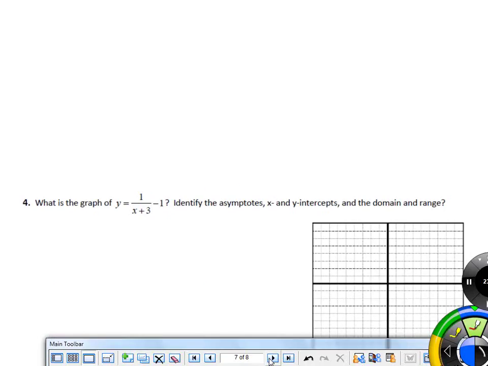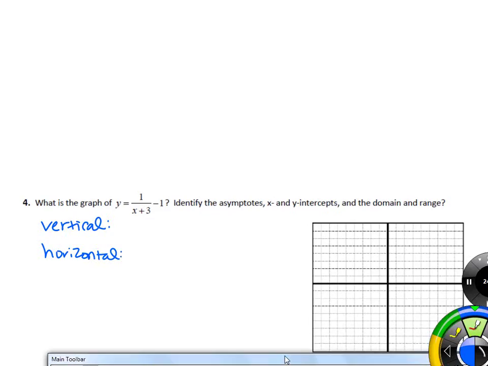All right, so what is the graph of this? Can we identify the asymptotes, the x and y-intercepts, and the domain and the range? Before I make the graph, you should be able to identify the asymptotes now based on what we've talked about. Remember, the vertical asymptote and the horizontal asymptote are different. The vertical one is where the graph is undefined. What number are you going to plug in for x here that's going to make this function undefined? -3. So there's a vertical asymptote at -3.